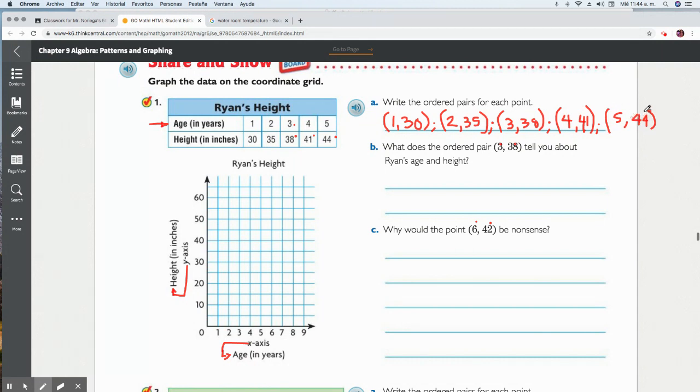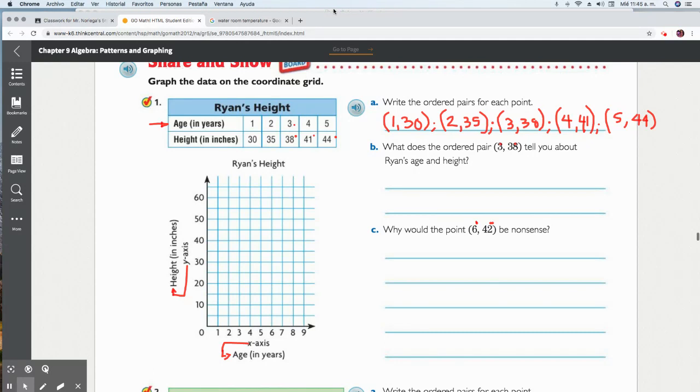He was 44 inches tall. This one means that at the age of 6, he's 42 inches. Can you stop growing and then go down, go shorter as you grow up? I don't think so, right? So that's why this is nonsense, because there's no way that when you are older, you're going to get shorter. Of course not. So that's nonsense.